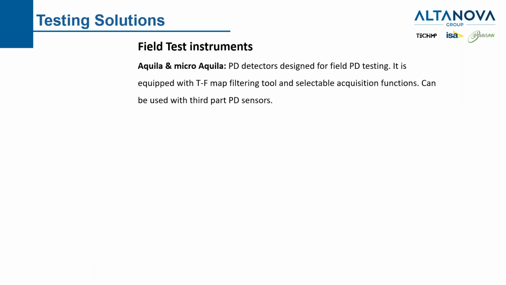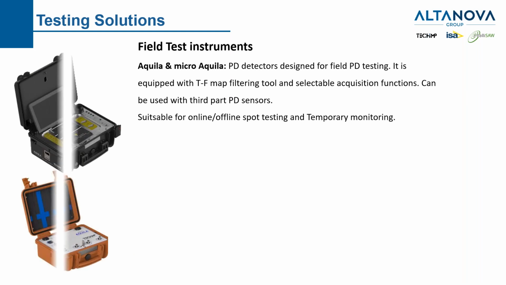Then, field testing instruments, the acquisition units. We basically have two instruments right now for field testing, the Aquila and the Micro Aquila. These are operated by technicians and testing engineers. They both have TF map filtering and the selectable acquisition function. We can use them for spot testing and monitoring, but in this case the Aquila is much more performant. It has much better performance in monitoring because it can stay connected for days or weeks, performing sporadic acquisitions every 1 hour, 2 hours, and so on. Such a function is not included in the Micro Aquila.